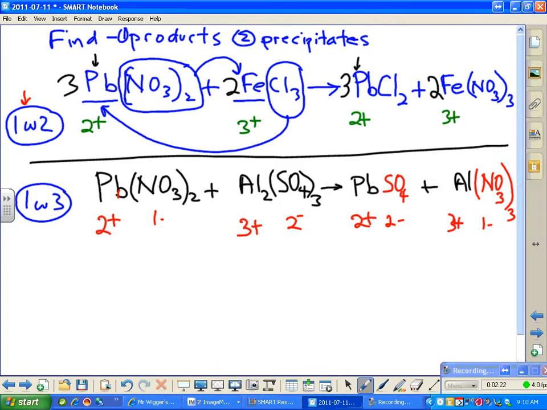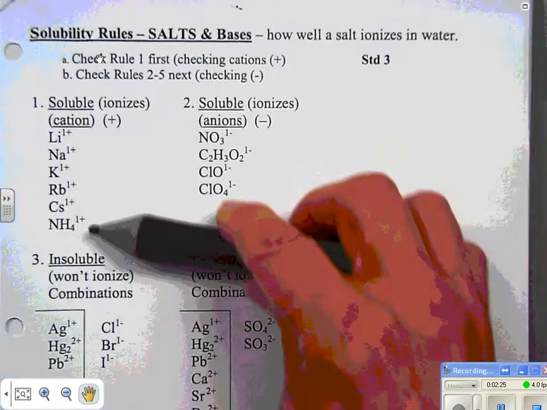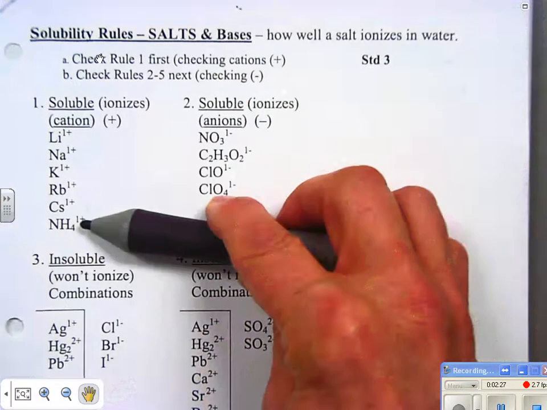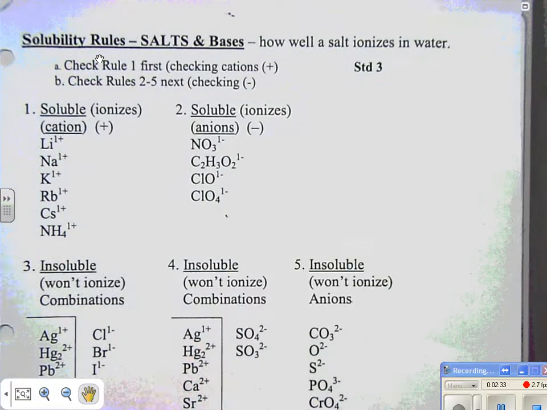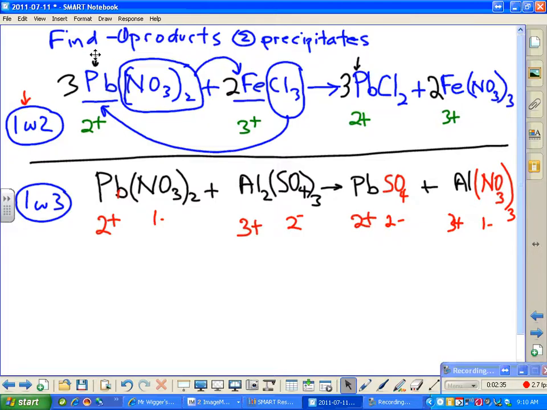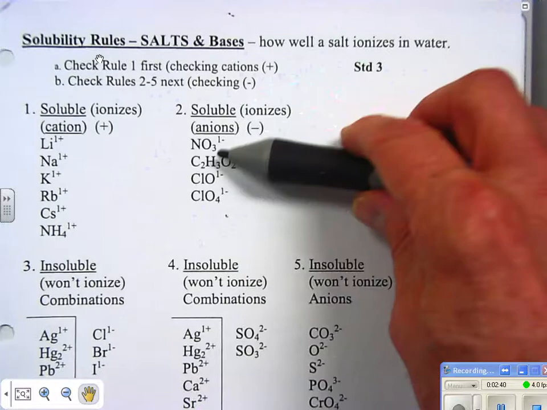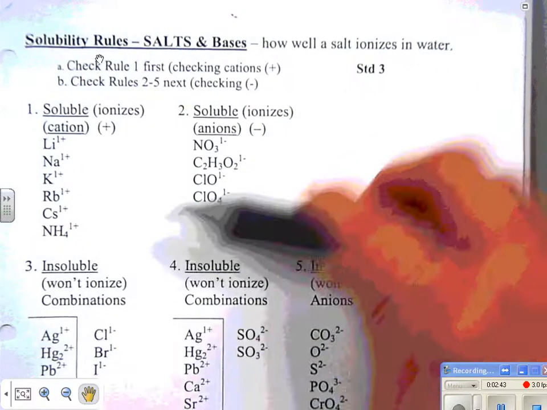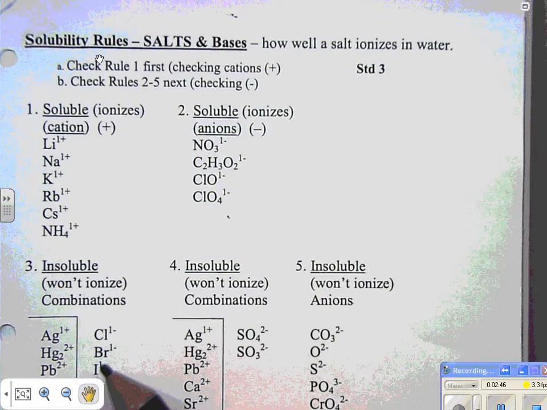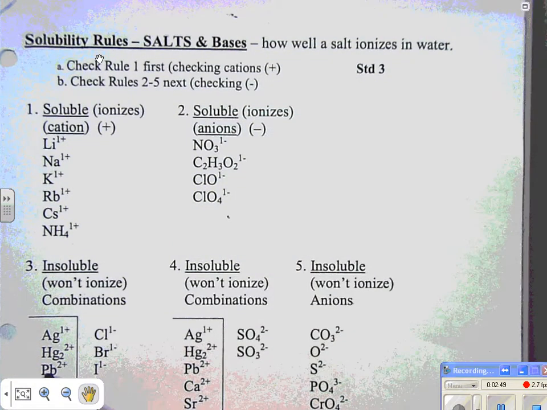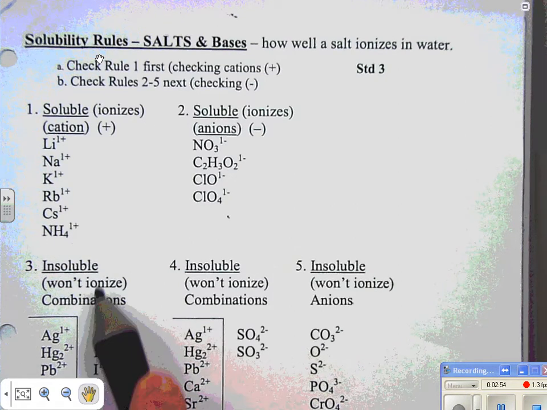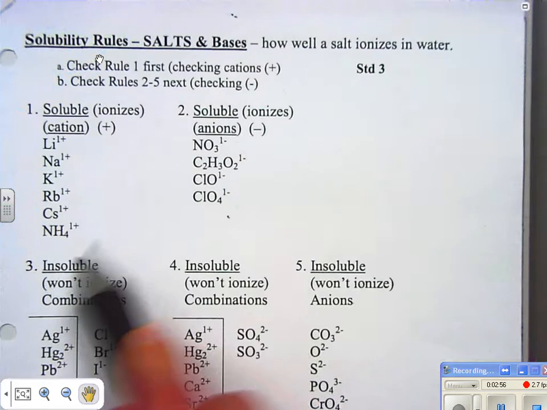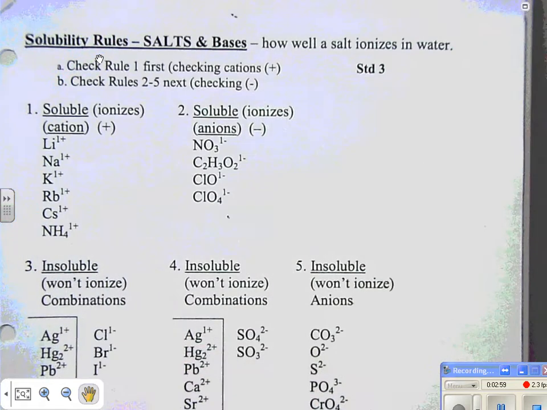So we're looking for lead on our list, and we don't see lead on this list anywhere. So now we're going to go to our negative ions, and we're going to see if we can find, on the right side of this equation, we've got lead 2 chloride. So let's look for chloride. And I don't see chloride anywhere here. Aha! Chloride won't ionize with any of these guys. So, look, lead and chloride won't ionize, insoluble. That means it's going to form a precipitate.